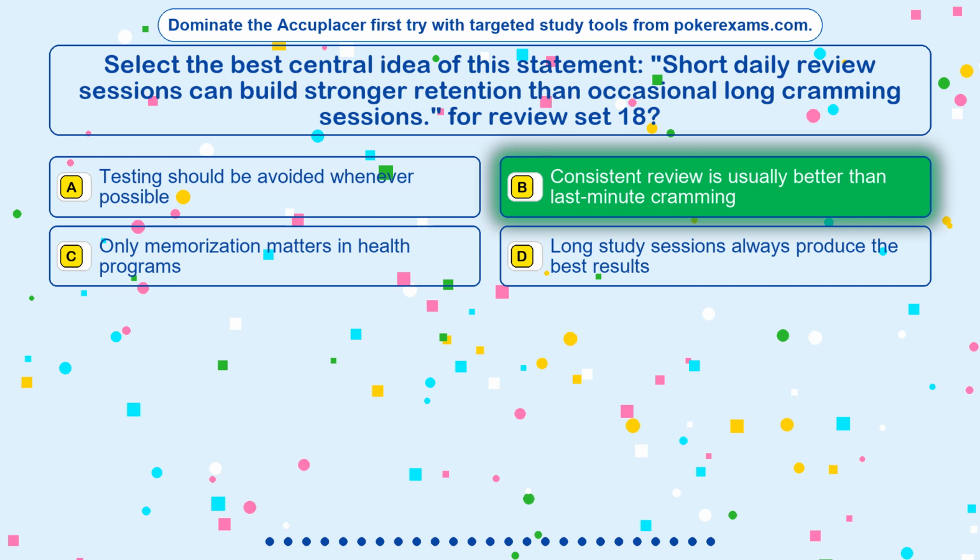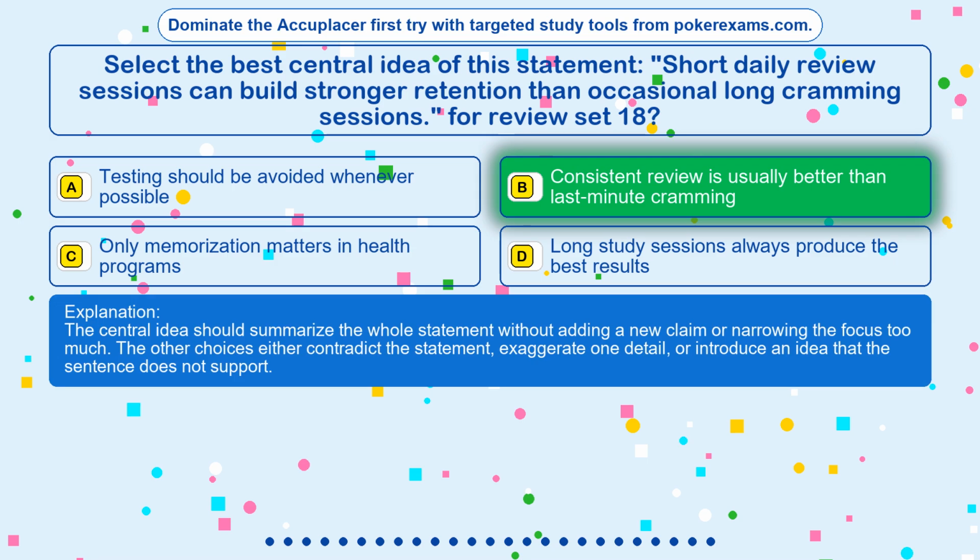The correct answer is option B. Consistent review is usually better than last-minute cramming. The central idea should summarize the whole statement without adding a new claim or narrowing the focus too much. The other choices either contradict the statement, exaggerate one detail, or introduce an idea that the sentence does not support.